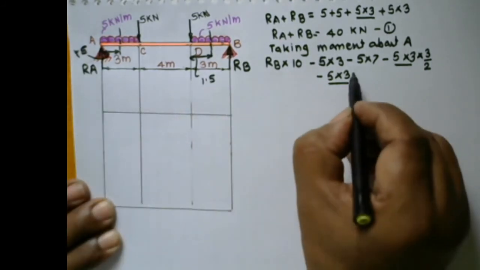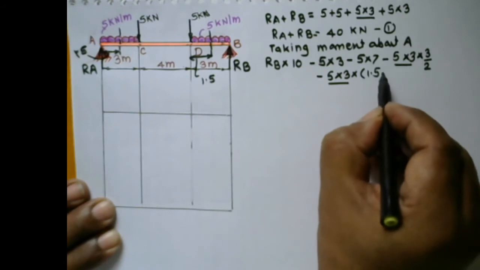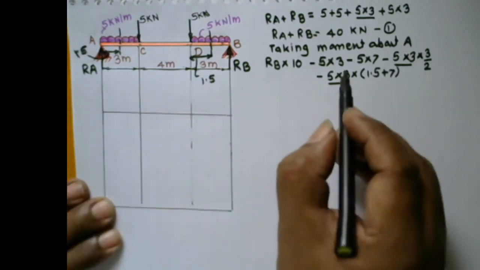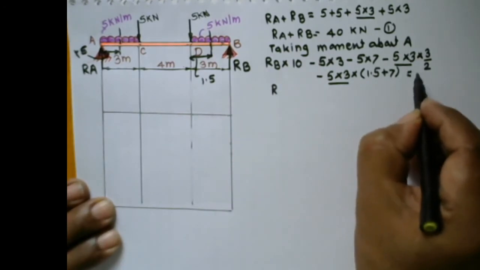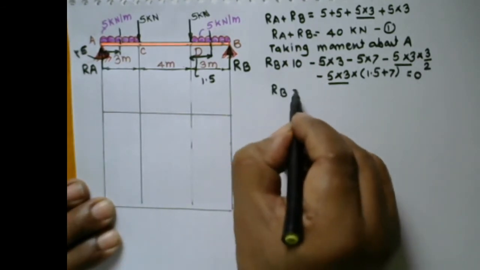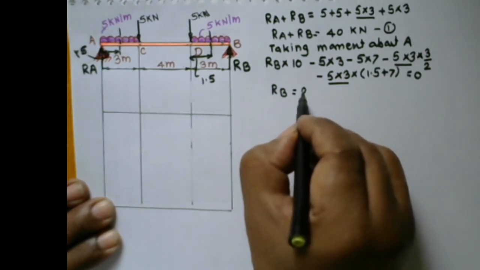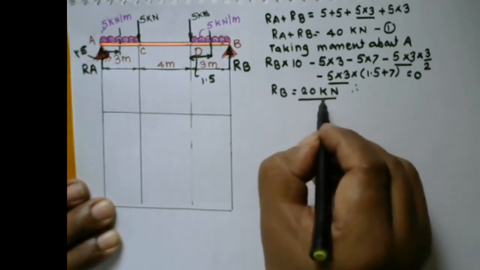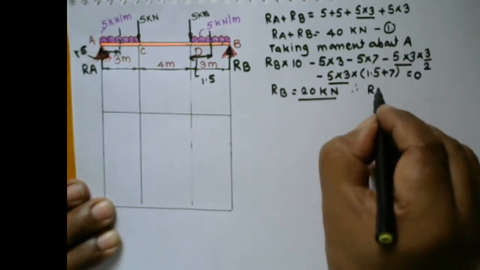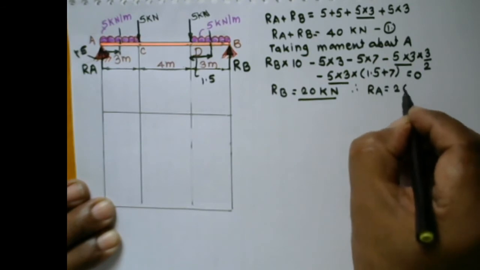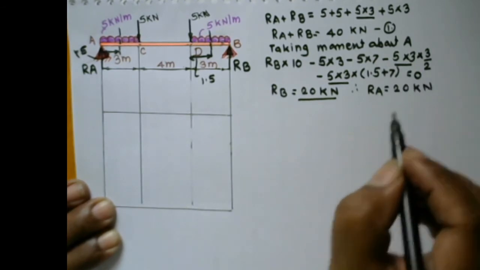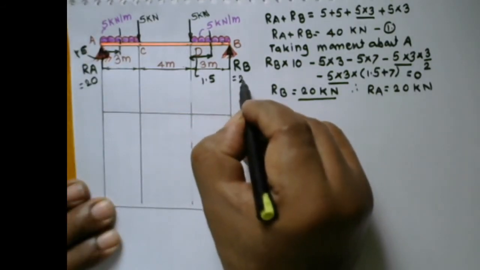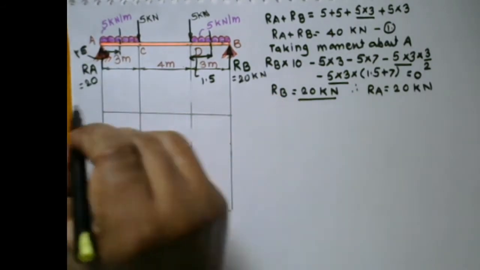This dimension you may write here as 1.5 plus 7, that is 4 plus 3, 7. So all of this is equal to 0. So RB is equal to 20 kilonewton. Put this value in equation number 1. Again you will get the value of RA, which is also 20 kilonewton. So RA is equal to 20 kilonewton and RB is equal to 20 kilonewton.